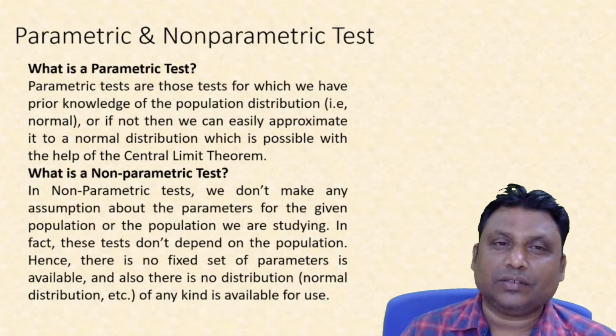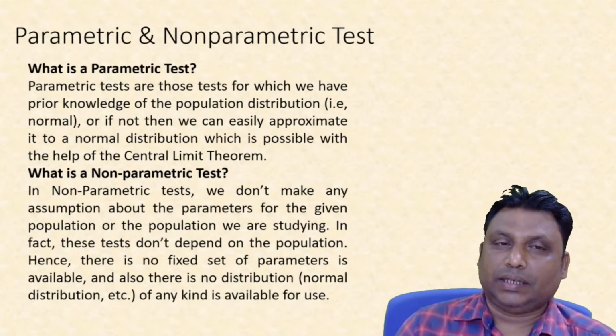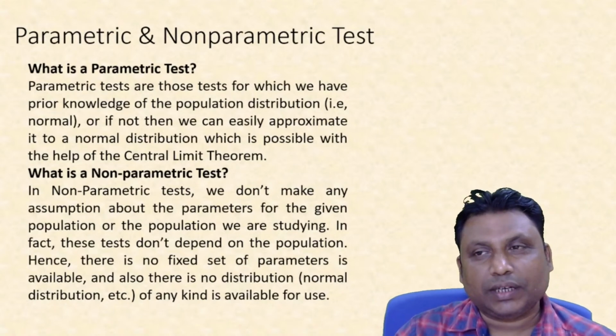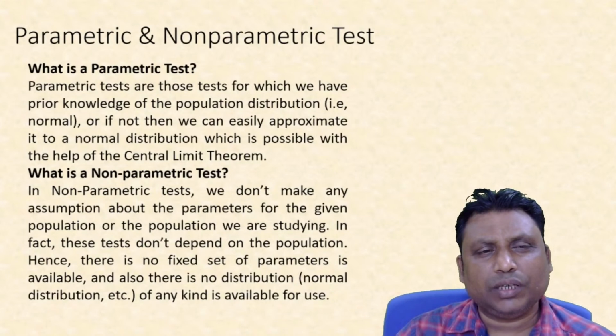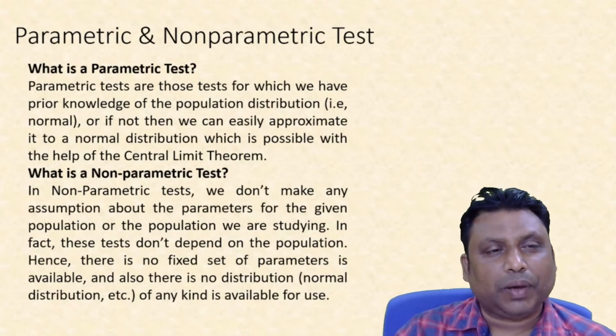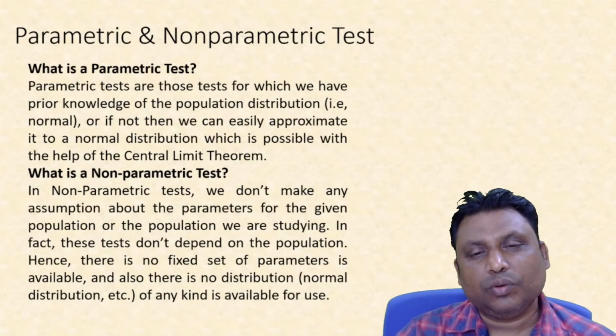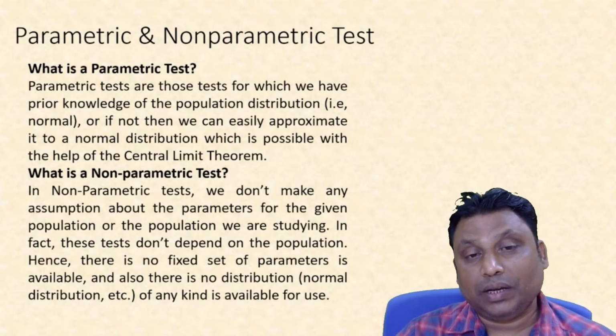Generally at the student level, or the academic level, when you are doing your research project or your summer project, you are generally using the parametric test. Parametric tests are those tests for which we have prior knowledge of the population distribution. If not, then we can easily approximate it to the normal distribution, which is possible with the help of the central limit theorem.